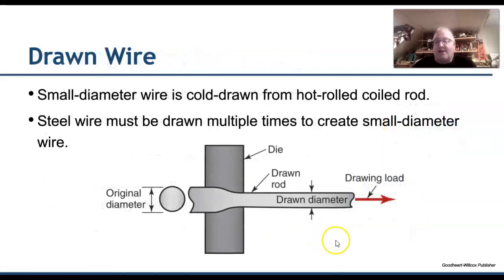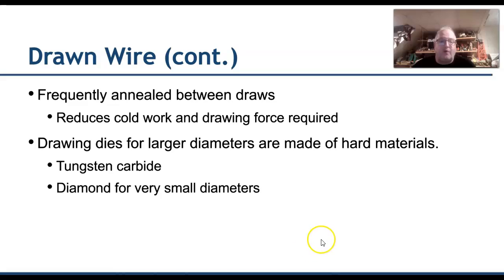Drawing is another important process where we're pulling a larger diameter through a die into a smaller diameter, and that's a process called drawing. Of course, you do have to have this material annealed in order to be doing that. Your drawing dies are often made from tungsten carbide or diamond, so definitely a lot harder materials.